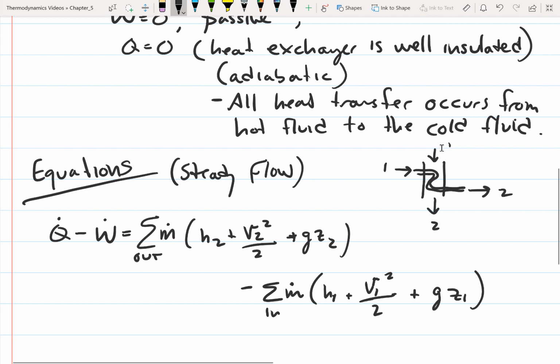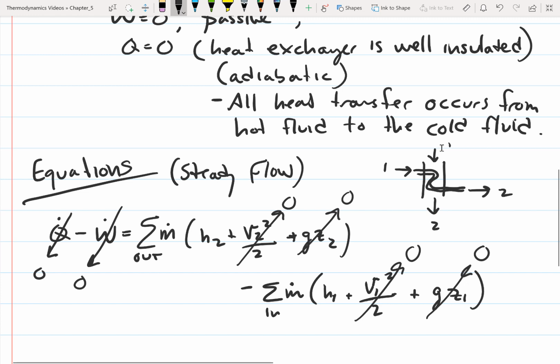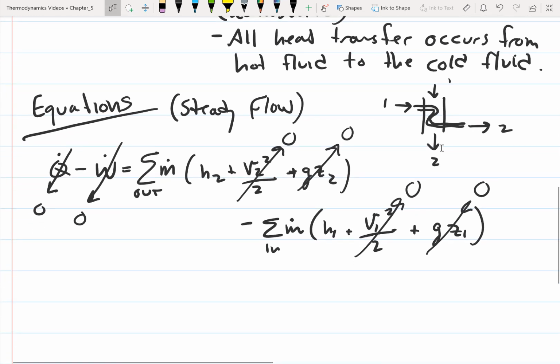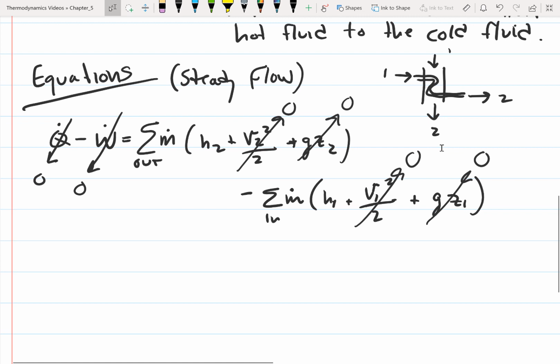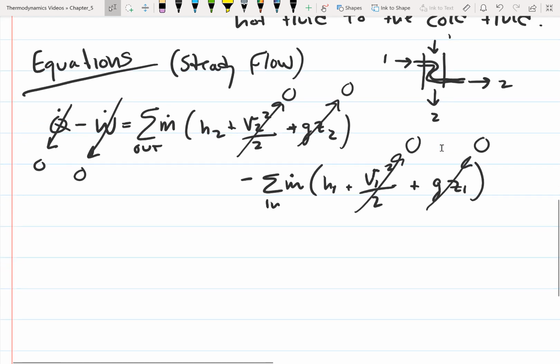So this is the equation you'll start with for a steady flow for multiple inlets and outlets. So now let's figure out which terms are 0. We've already assumed that it's adiabatic, there's no work, and we've said that all of the change in potential and kinetic energies are 0. So basically almost all of the terms are 0. I also like to write down these equations, and then when I cancel out everything I don't need, it leaves you with a much simpler equation.